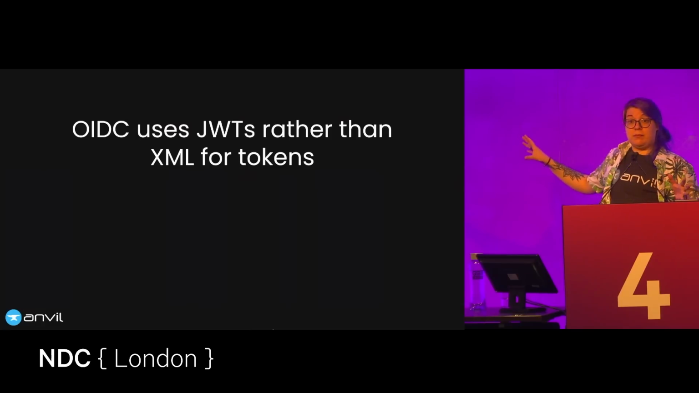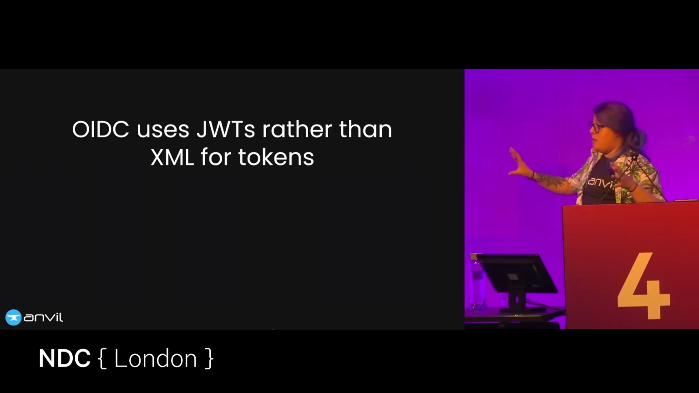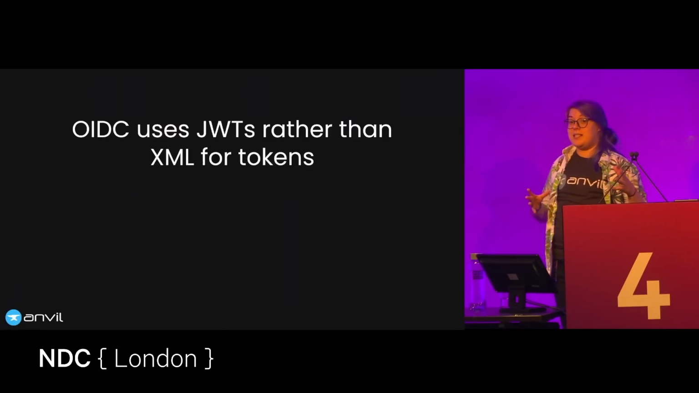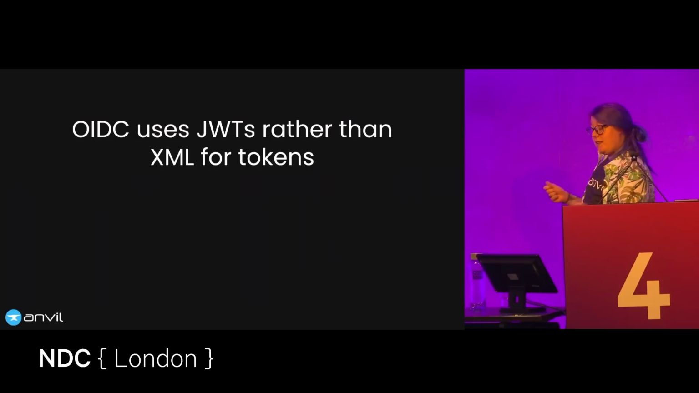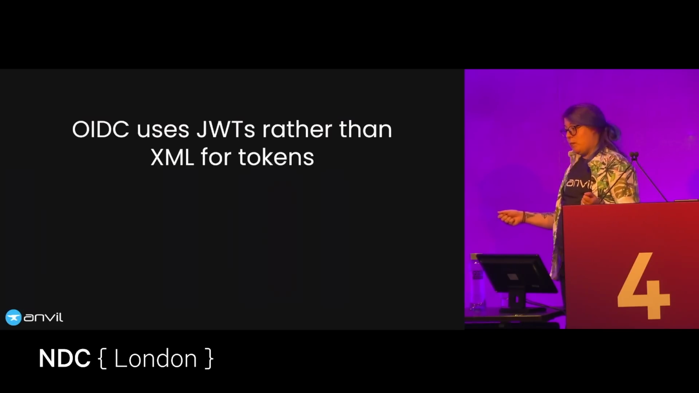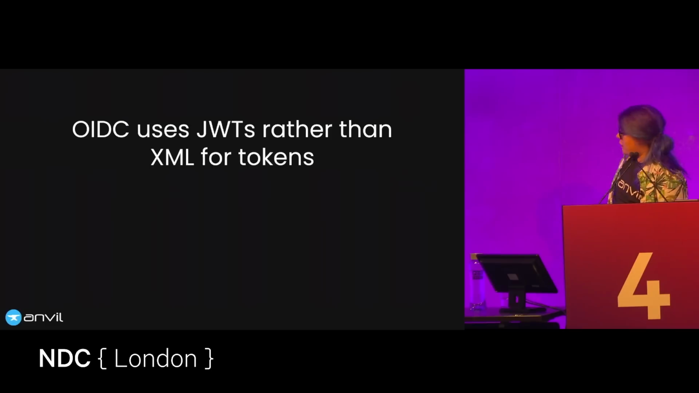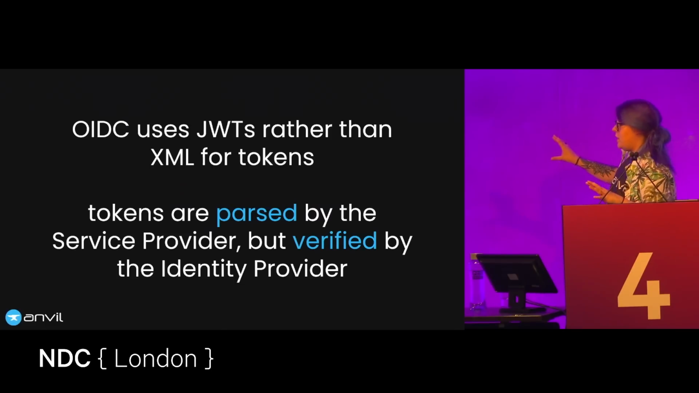OIDC doesn't use XML. It doesn't have this canonicalization problem. It uses JSON web tokens. These are far more restricted in format, and they do have a single best practice for canonicalization and cryptographic signing, which means that you don't have the same kind of vulnerabilities introduced by potential mismatches between those 2 things. Another difference is that tokens are parsed by the service provider.